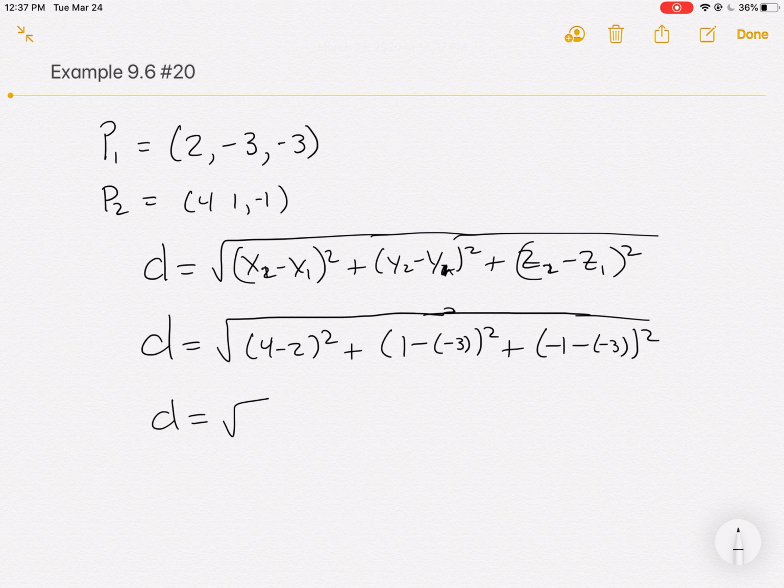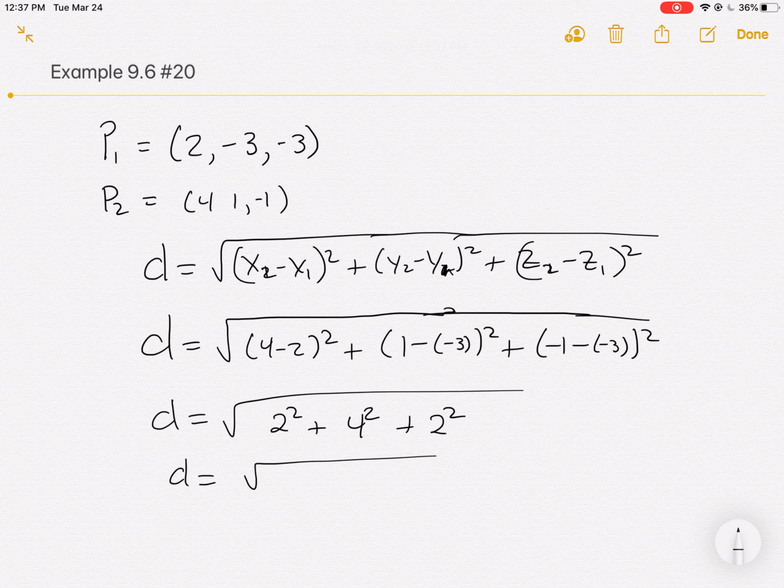So what do we get up front? We get 2 squared plus 4 squared plus 2 squared again, if we look at that working out. So what's d? d is the square root of 4 plus 16 plus 4. So the distance is the square root of 24, which they'll write as 2 root 6. And 2 root 6 will be the answer that they reflect in the back. So that's how you find the distances.